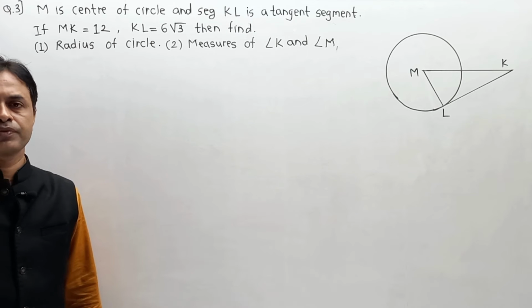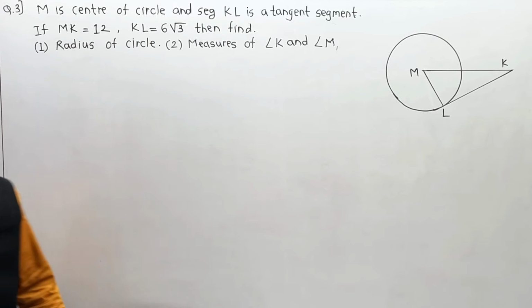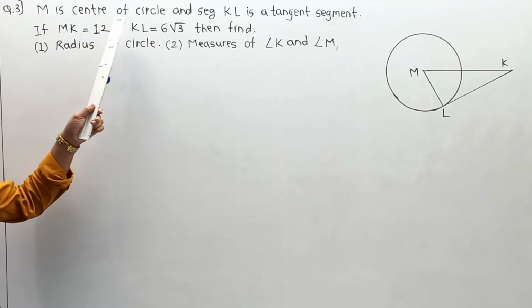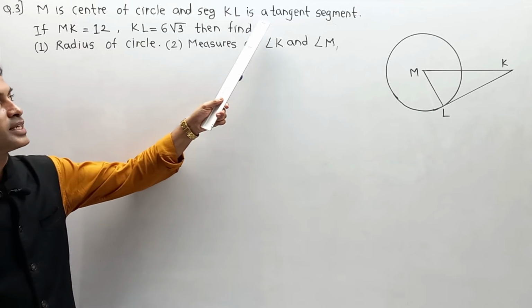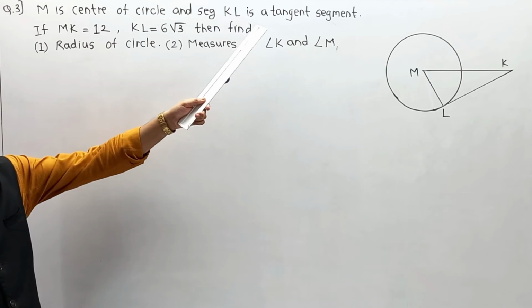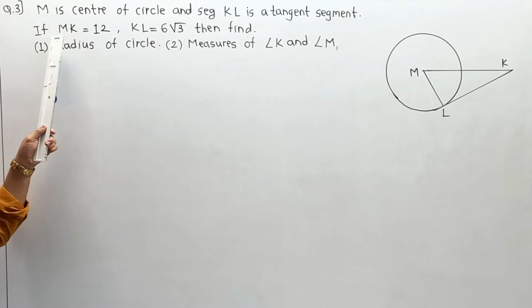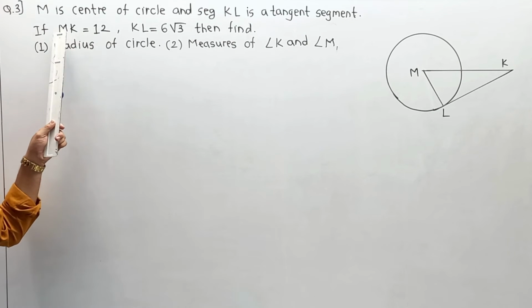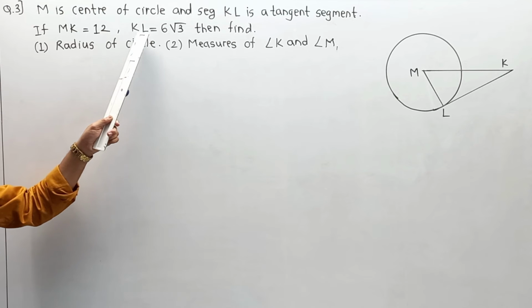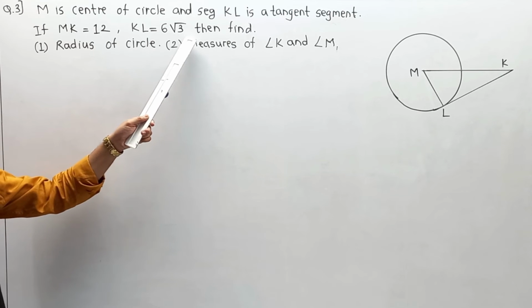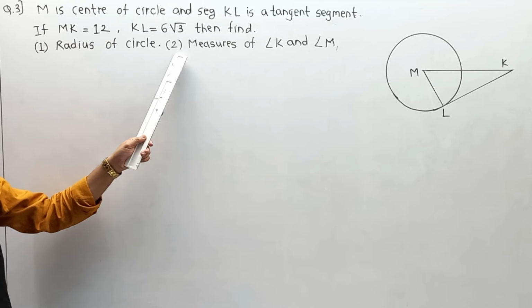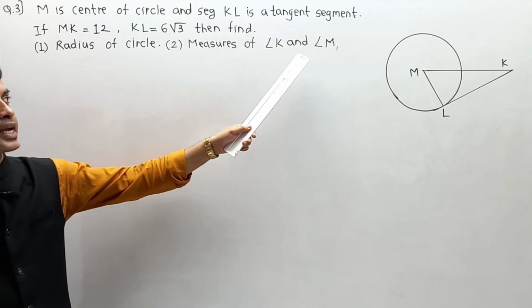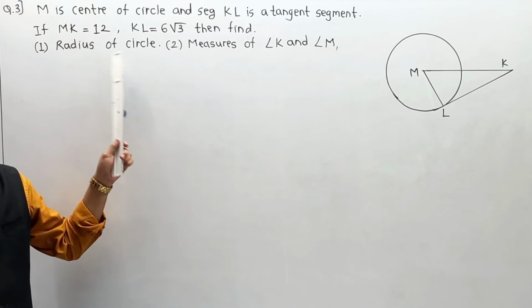Now from the second question we are moving to the third question. M is the center of a circle. Segment KL is a tangent segment. If MK is equal to 12 and KL is 6 root 3, then find the radius of the circle, and second, the measure of angle K and angle M. Now this is the question over here.